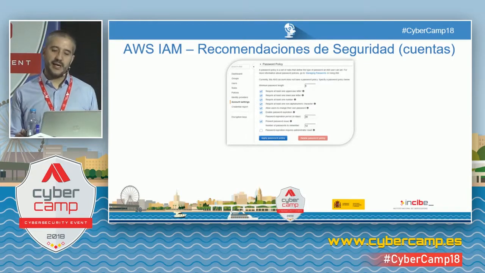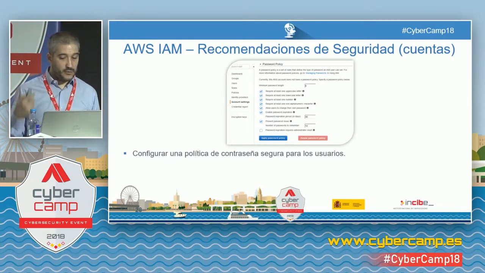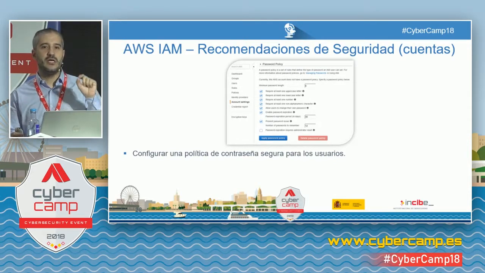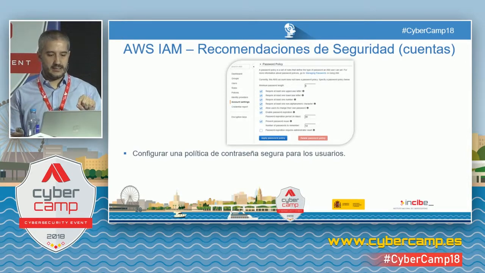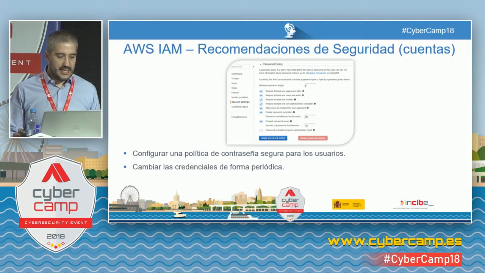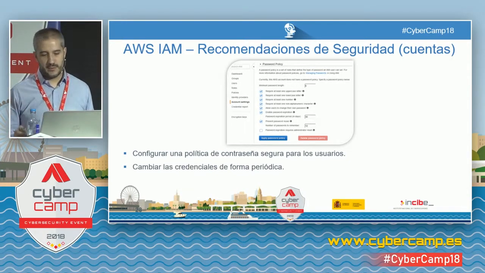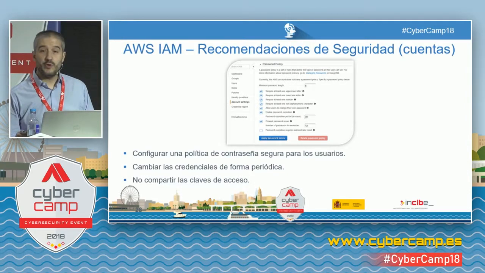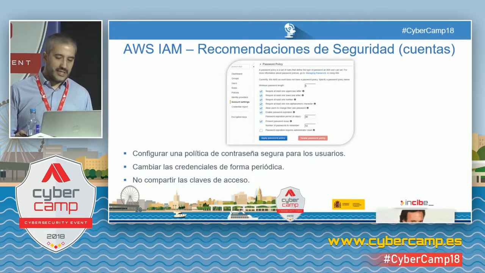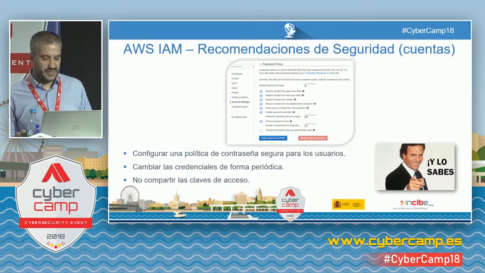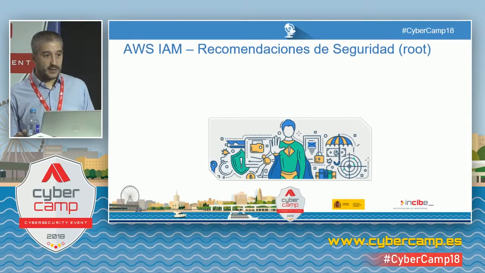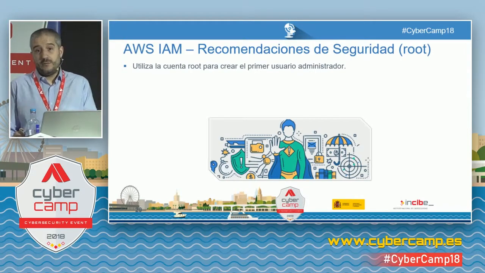The security recommendation that tends to be applied for accounts is the following. You first need to have a secure password policy for your users, because when you first create the Amazon account, the policies don't just happen; you need to set them up. Then credentials and passwords need to be renewed and changed regularly. Access keys should not be shared, and you might be surprised, but this is actually a reasonably common practice. What about recommendations for the root account?